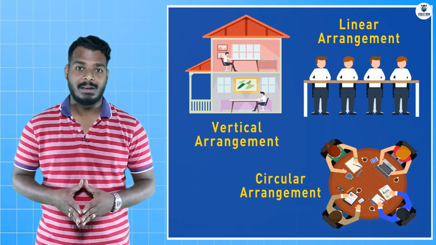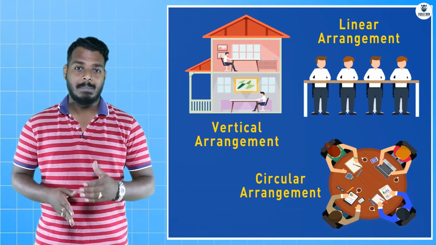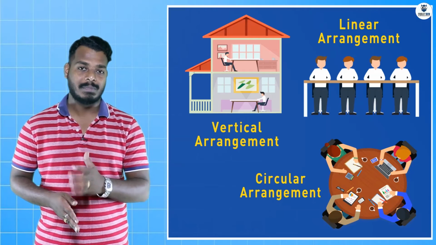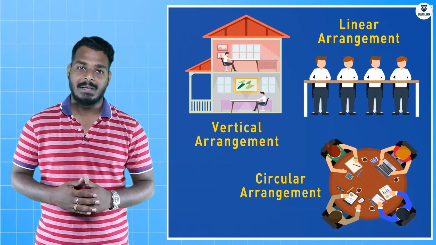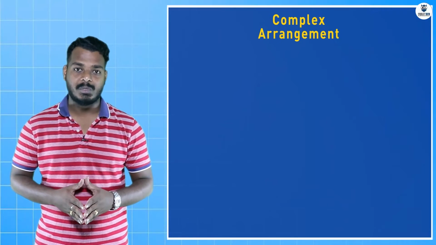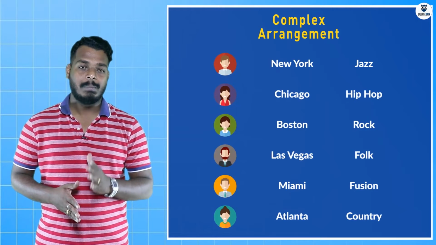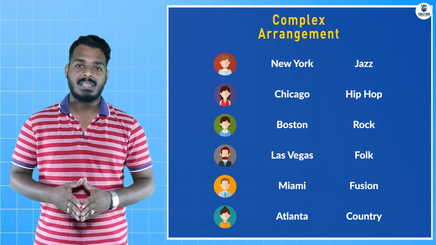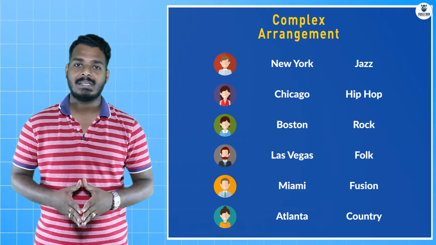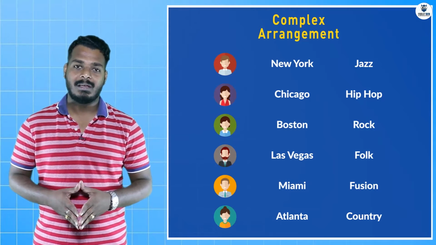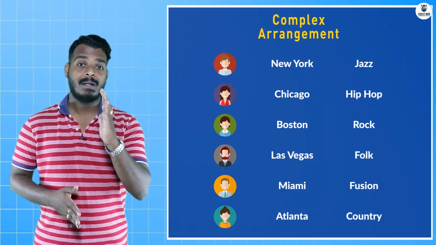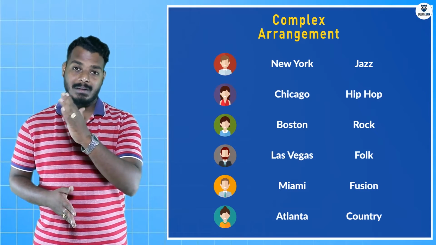3. Vertical arrangements in which there will be people, say people will be living in different floors of a building, something like this. And lastly, there can be complex arrangements in which there will be more than 2 variables. Like, say there are 6 people, they belong to 6 different cities and they like 6 different kinds of music. So there are 3 variables here: names, cities and type of music.